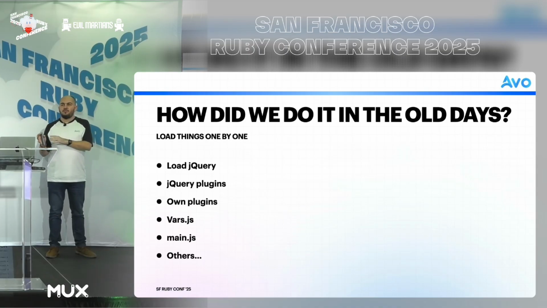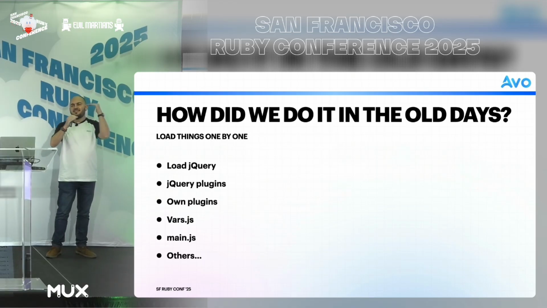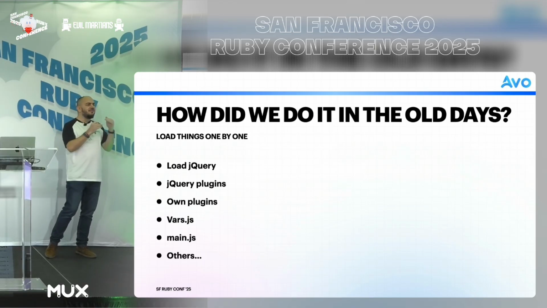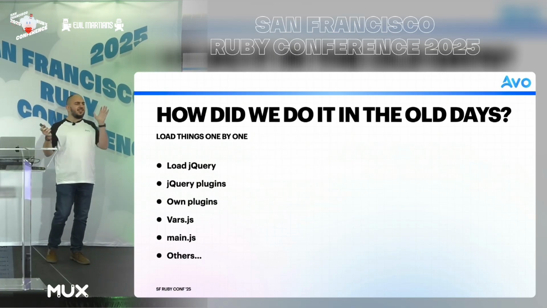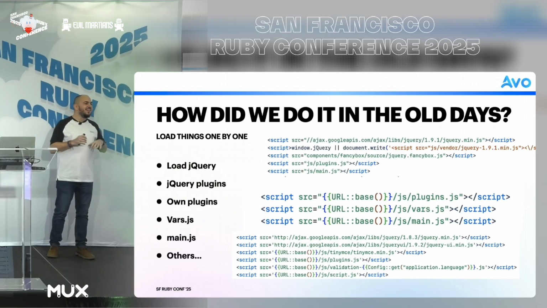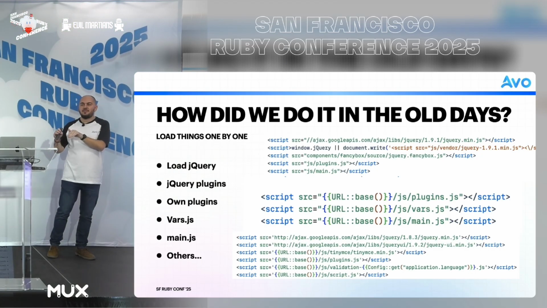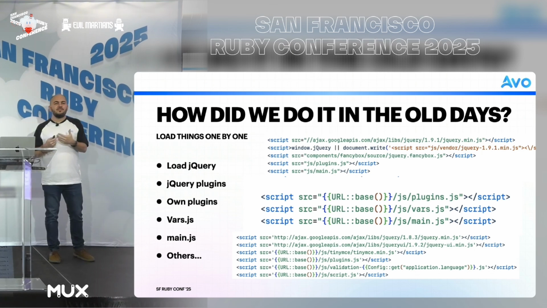How did we used to do it before? So we would do something like this. We would load jQuery and then jQuery plugins, and then our own plugins, and then maybe vars.js, and then main to actually initialize everything. And everything was global on the screen. This is past code of mine. Don't judge me. And everything was global. We can go in the console in the browser and actually see what those variables were, or run methods. And it was quite nice to do that. But that came with a few problems.